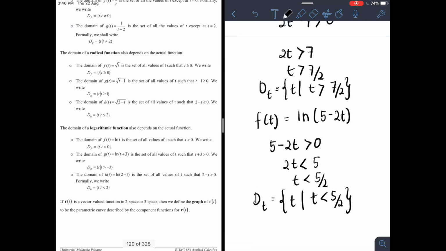I hope you really understand how to determine the domain of this function. Whatever we have discussed earlier is actually us trying to recall how to determine the domain of any type of function. In the next video, we will learn how to determine the domain of vector function.